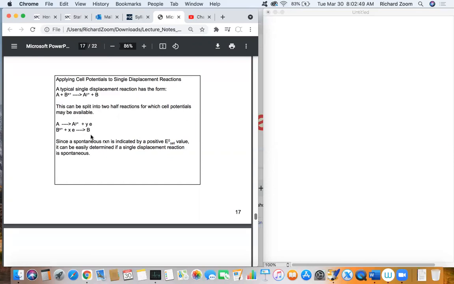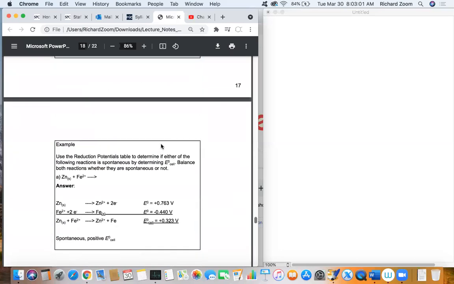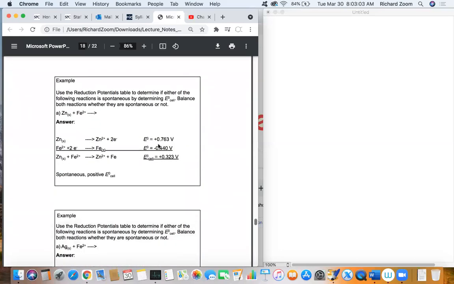So what we can say here is that spontaneous reaction is indicated by positive E naught. If the E naught cell is positive, then we can determine if a single displacement reaction is actually going to go or not. An example might be something like this, where we've got zinc plus Fe2+.